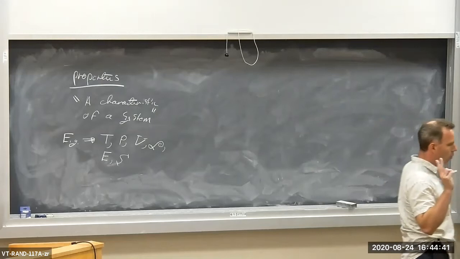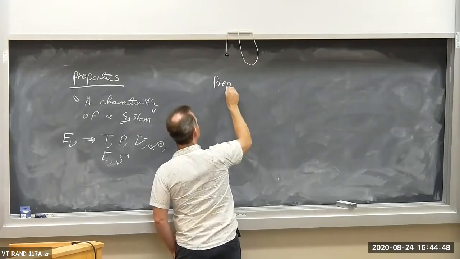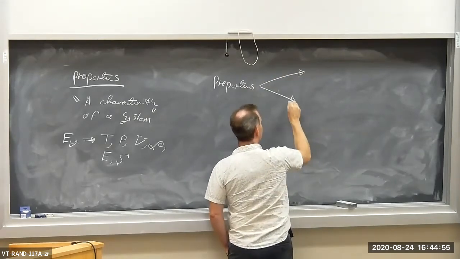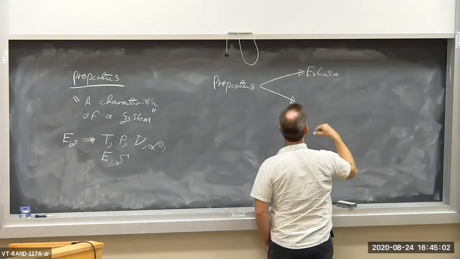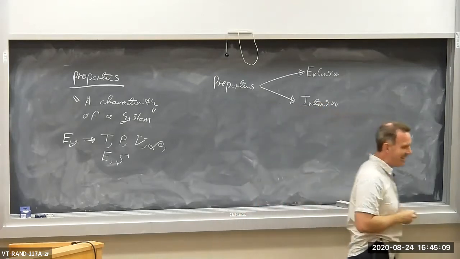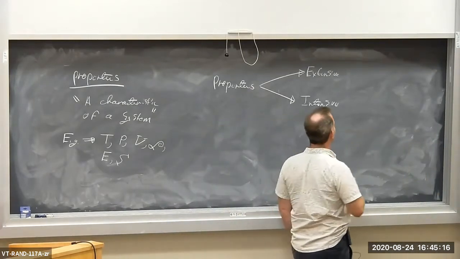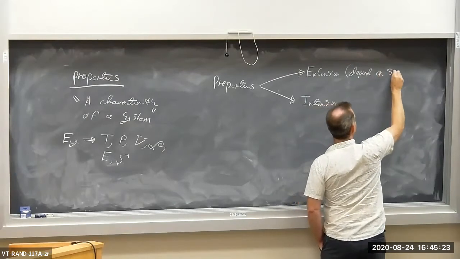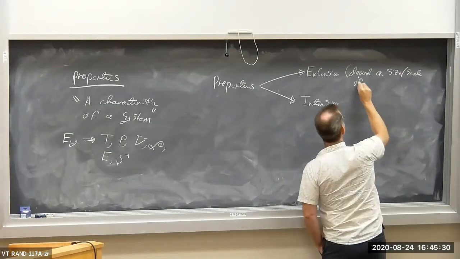There are two broad categories for properties of the system: extensive and intensive. What's the difference between the two? Extensive properties depend on the size, or if you like, scale of the system.